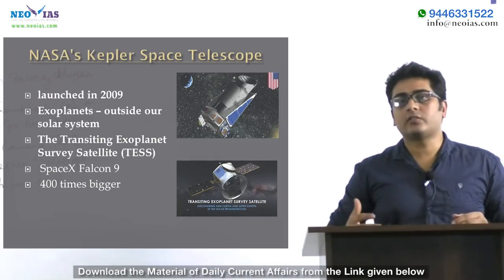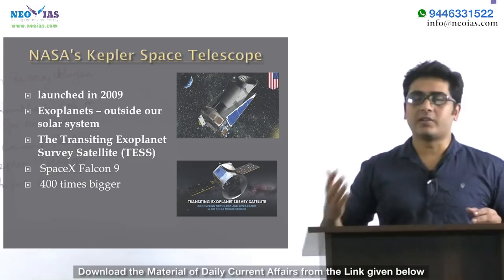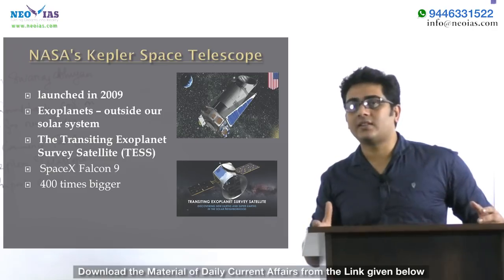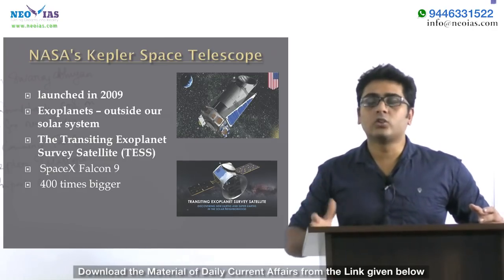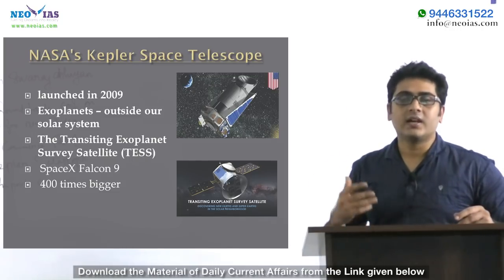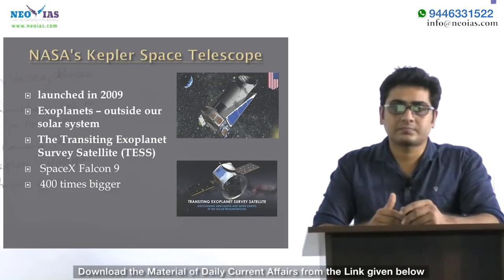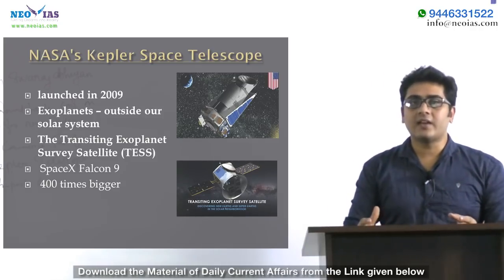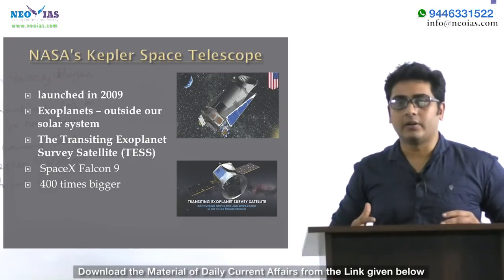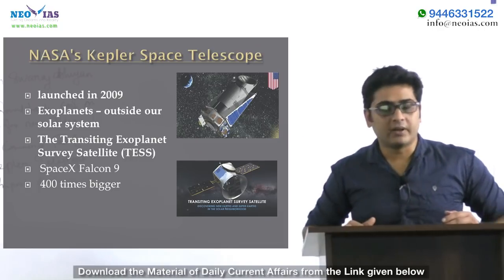So till now this Kepler telescope has found many exoplanets. In order to continue the Kepler mission of searching for exoplanets, NASA has already sent another telescope into space, and that is TESS. TESS stands for Transiting Exoplanet Survey Satellite. It was launched by Falcon 9 of SpaceX. TESS has much more capacity than the Kepler space telescope. It is almost 400 times bigger than Kepler, and it has the capacity to study more stars than the Kepler space telescope.